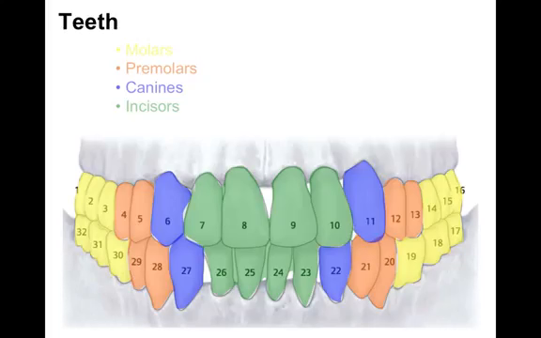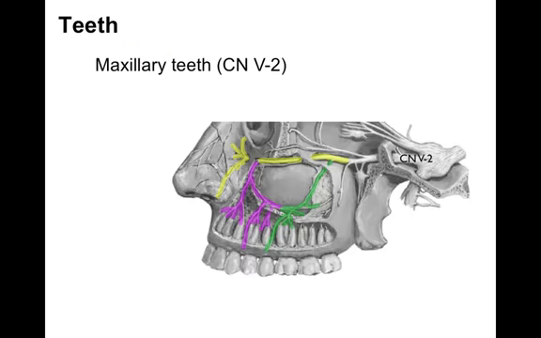Now, our molars and premolars are for grinding, and then the canines are for ripping, and the incisors are for cutting food. And so our molars 1, 16, 17, and 32 are known as those wisdom teeth because they're usually the last ones to come in. Now, what about the sensory innervation of our teeth?